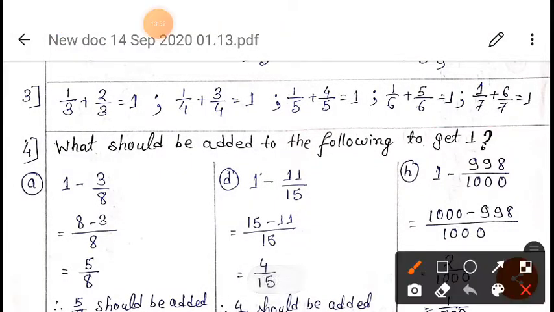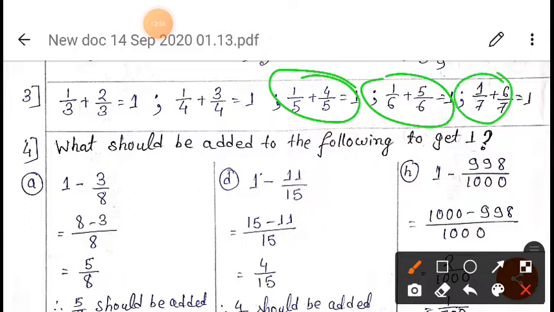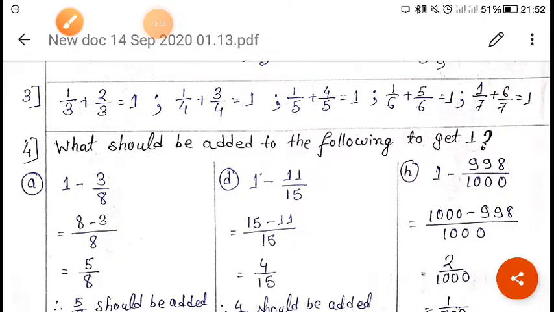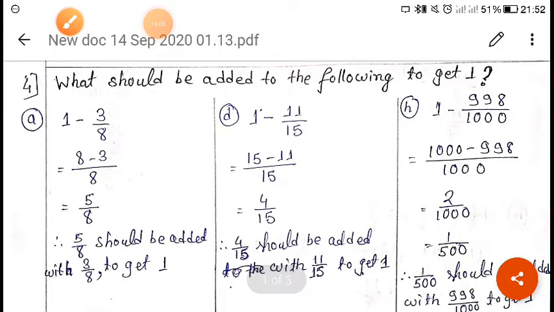As you can see, this one, this one, and this one. I hope you have understood this, right? Now next is: what should be added to the following to get 1? We have to find out what should be added to the following to get 1.